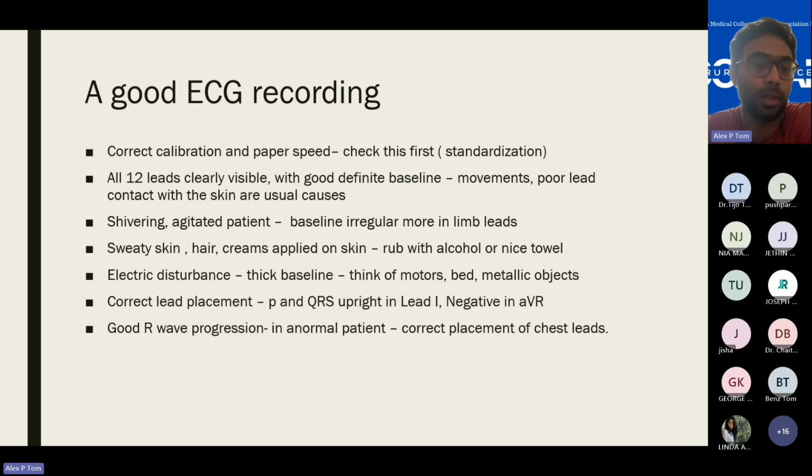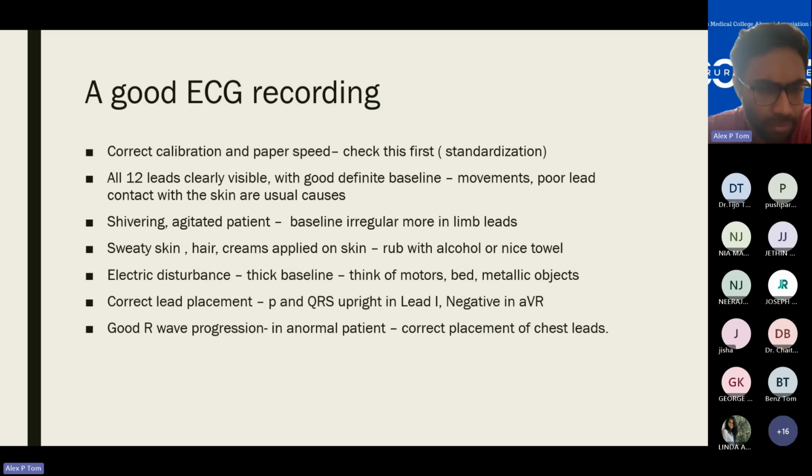The most important thing is you need to have a correct calibration and the paper speed. You need to ensure that the paper speed is 25 millimeter per second, and the calibration is correct. I'll speak about calibration in the next slides. And then make sure all 12 leads are clearly visible with a good definite baseline.